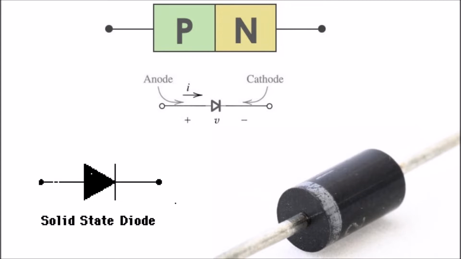A PN junction is a boundary between two semiconductor materials, P-type and N-type. The P, or positive, side contains excess holes, while the N, or negative, side contains excess electrons. This permits current to pass through the junction in only one direction. The PN junction is created by doping, a topic I won't discuss here.